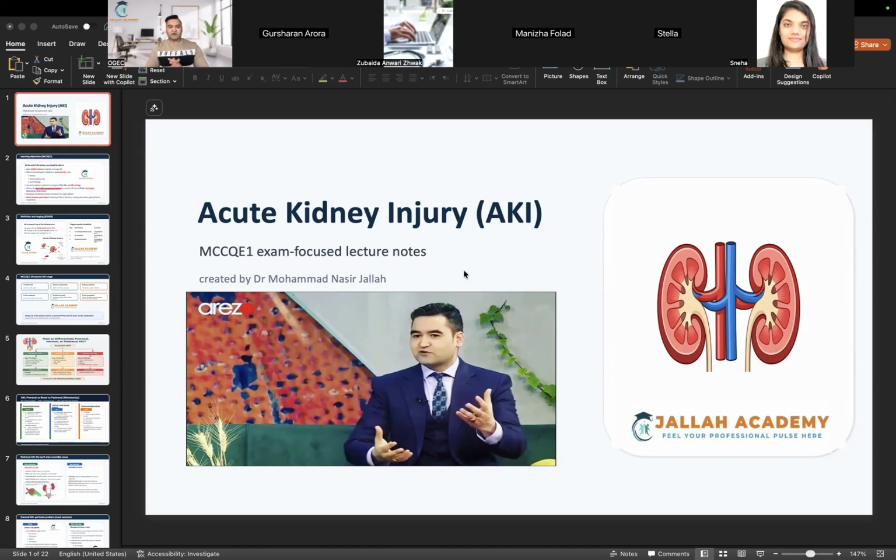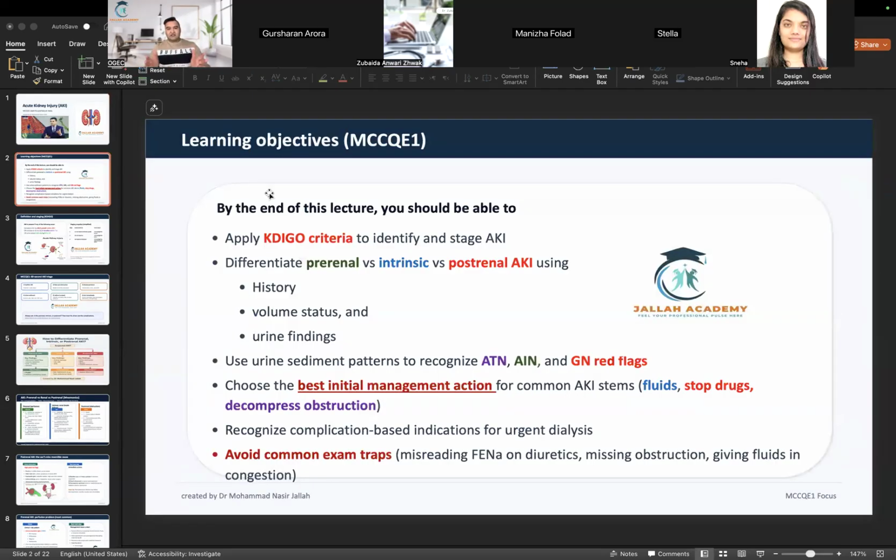Okay. So the learning objective is that by the end of this lecture, you should be able to understand the KDIGO criteria, but most importantly, you should be able to diagnose the pre-renal, renal, and post-renal cause of acute kidney injury.